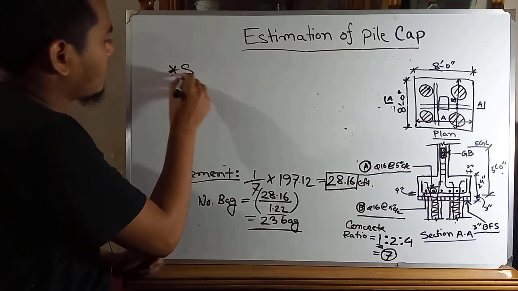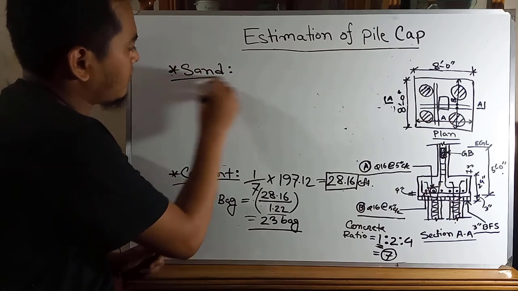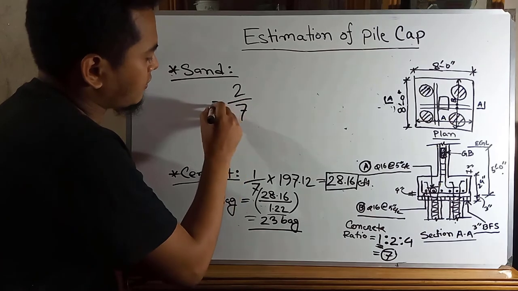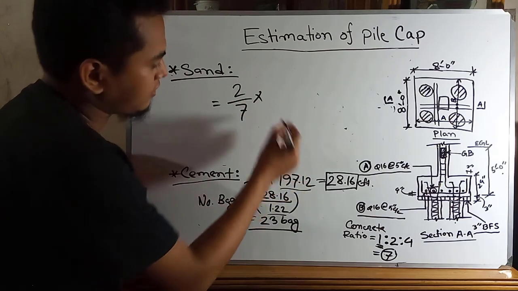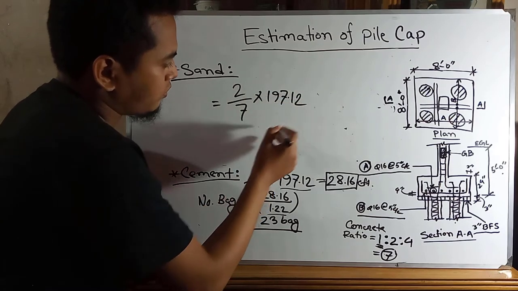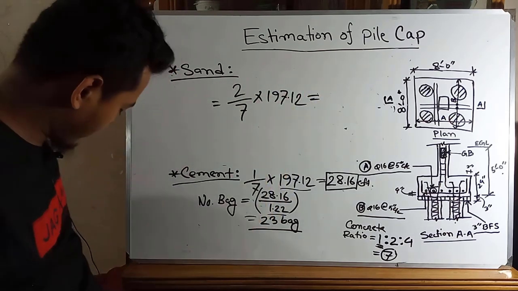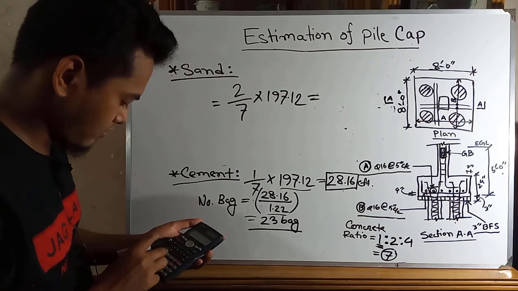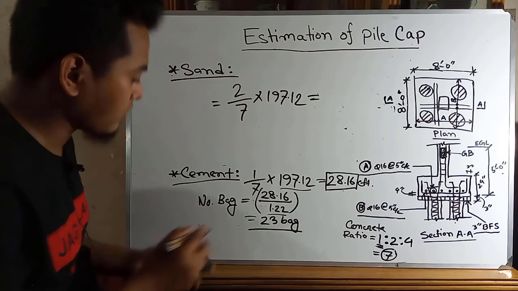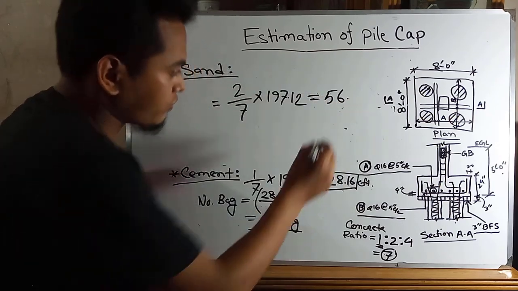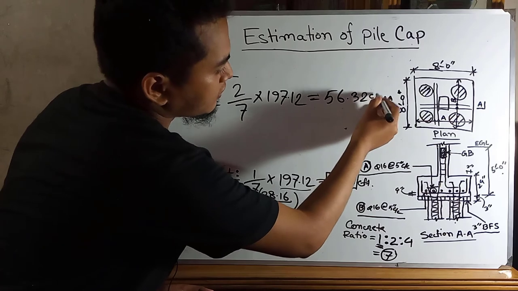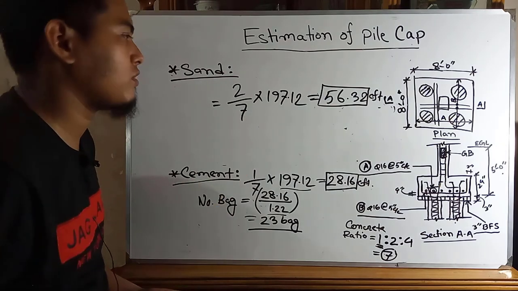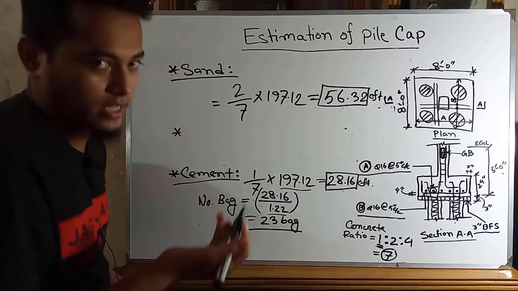The sand ratio number is 2, so 2 by 7 into this number 197.12. So the sand volume is 56.32 CFT. Okay, 56.32 CFT.